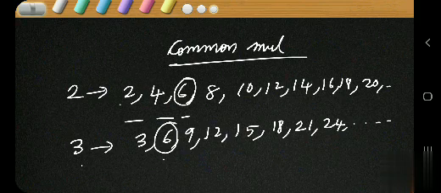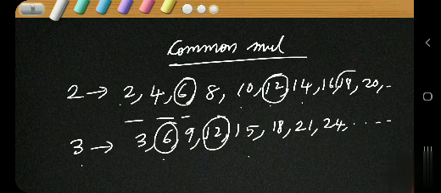6 is among the multiples of 2 and 3. Which comes next that is common to both? 8? No. 10? No. 12? Yes, 12 is here and 12 is here also, isn't it? And what comes next? 14? No, 14 is not here. 16? No. 18? Yes, 18 is here. 18 is here also. 20? No. So, we got 3 multiples which are common to 2 and 3.